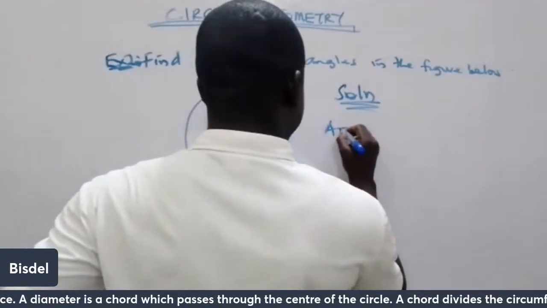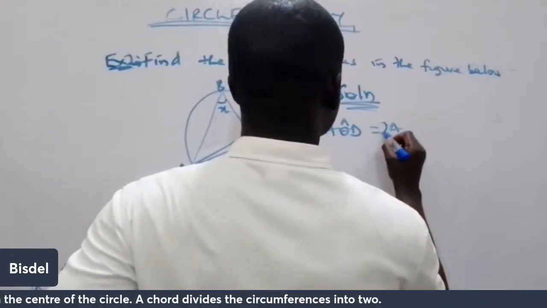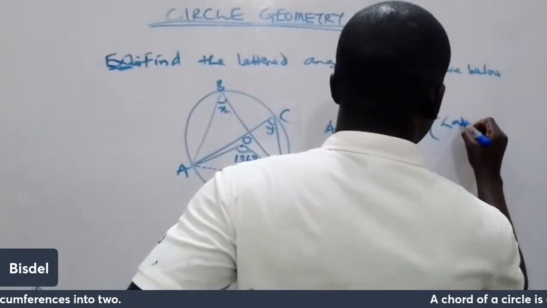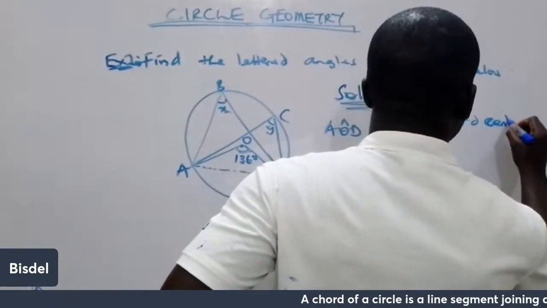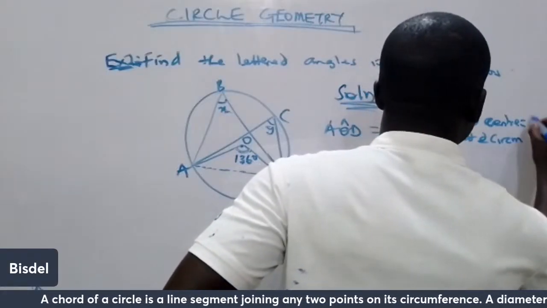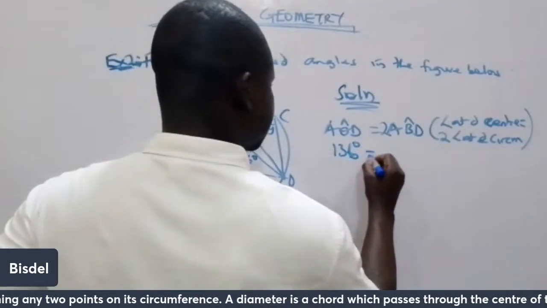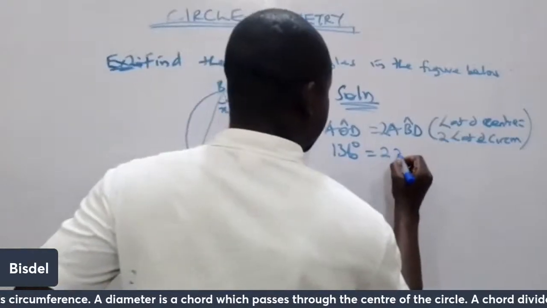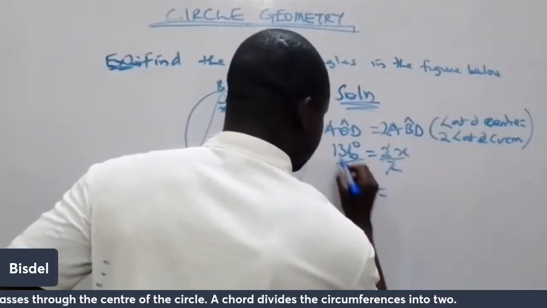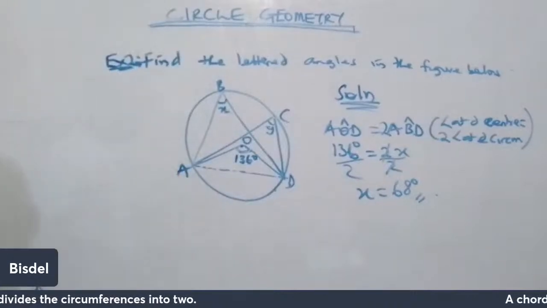Angle AOD, which is the angle at the center, is equal to 2 times angle ABD. Angle at the center is equal to 2 times angle at the circumference. That's the second theorem. So angle AOD is 136 degrees, which is equal to 2 multiplied by X. We know the reason. Divide both sides by 2. So X is equal to 68 degrees in this question.